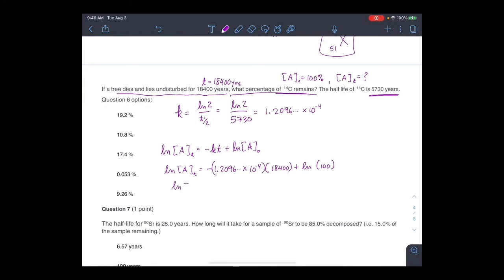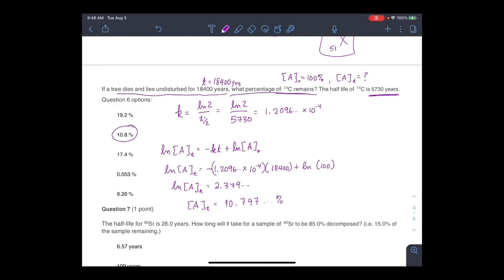I am getting that the natural log of the amount at time t is 2.379... I'm not rounding it. Then I'm going to take the inverse log of both sides. And I'll get the amount at time t is 10.797. And that is a percentage because my initial amount was in percentage. It's the same units as your initial amount. So that's the percent that remains after 18,400 years.